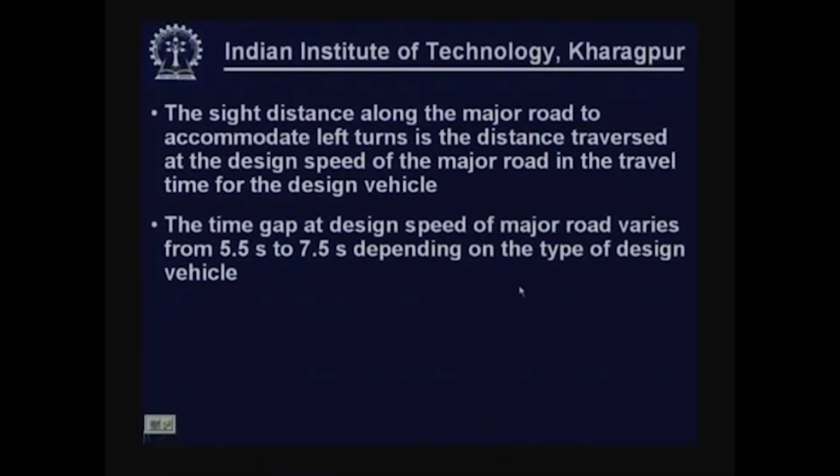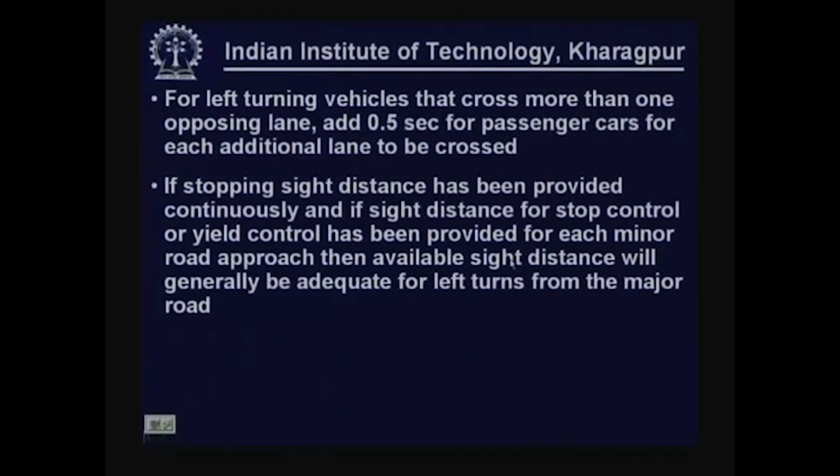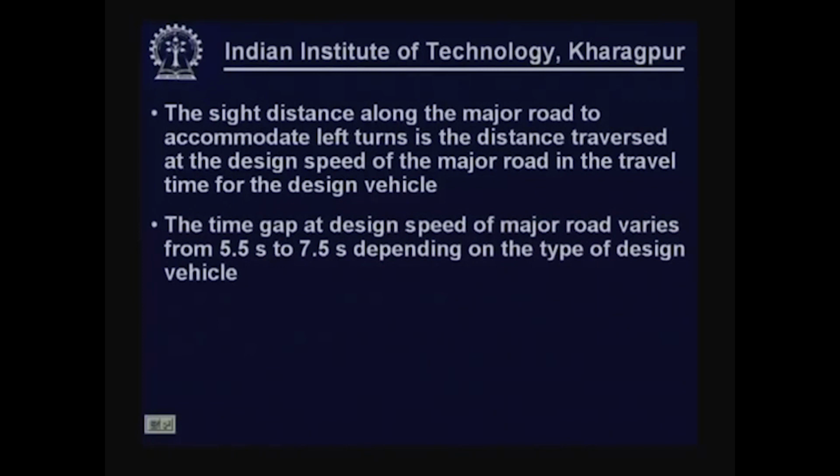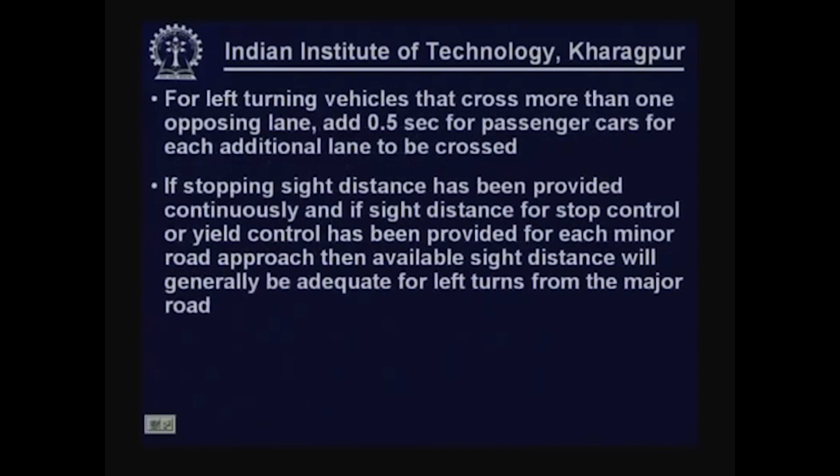With this we have, okay, let us see, there are a few more aspects. Now, for left turning vehicles, whatever values we have discussed in the last slide, 5.5 second to 7.5 second, are actually for a two lane road.